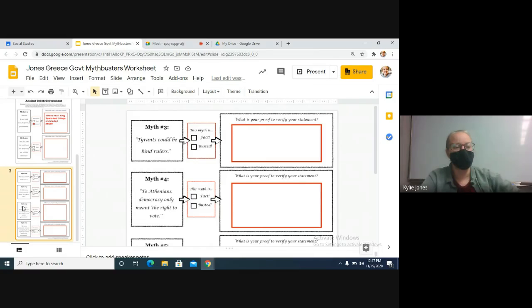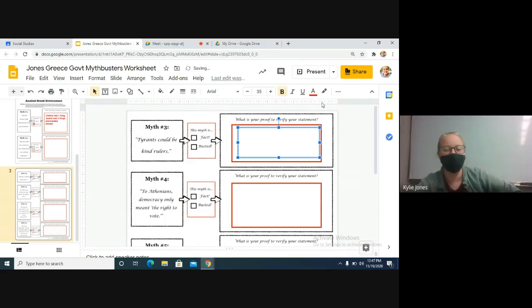So go to slide number 3 and look at myth number 3. This one says tyrants could be kind rulers. Don't answer it out loud. But could they be kind? If you think yes, based on what we just read, you say fact. If you think no, you would say busted. Yeah, they could have been kind. Sometimes they were, sometimes they weren't. So they could be kind. So true or false? So fact or busted, and then tell me why you think what you think. Okay. And then write in a complete sentence, please.